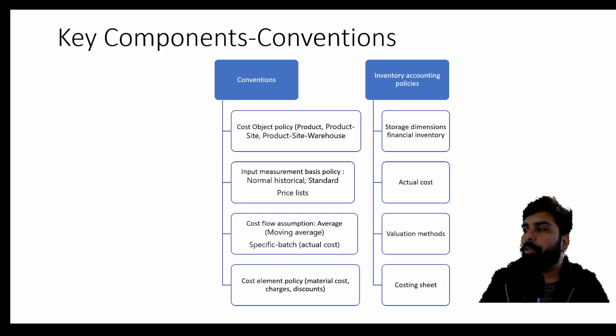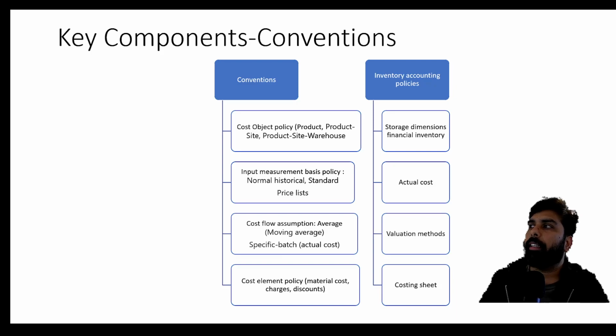The last component is the cost element policy, where you define the different elements of your cost, like material cost, charges, and discounts. You can compare this with the costing sheet in your normal inventory valuation, how it works in D365.